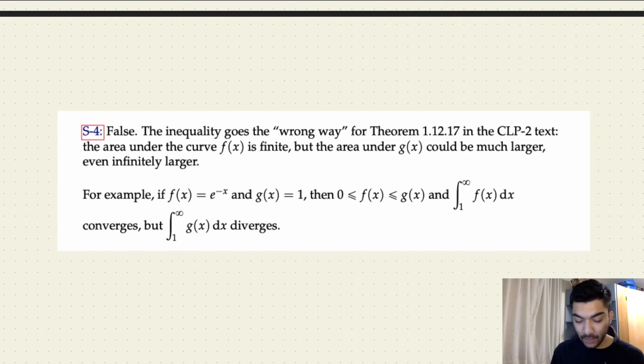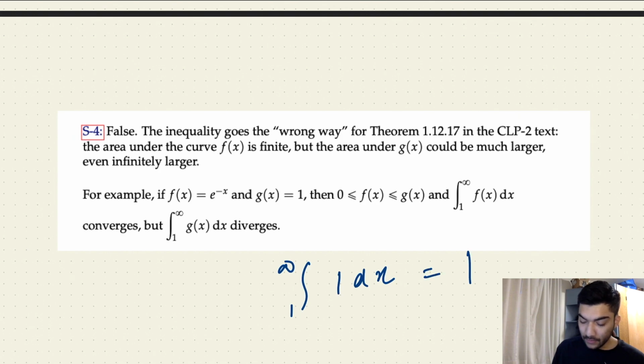If we assume f of x to be e to the power minus x and g of x to be 1, since the exponential function is positive and 1 is also positive, they are always greater than or equal to 0. We also know that the integral of f of x dx from x equals 1 to x equals infinity converges, and that is what we already proved in the last videos as well. We know that this integral converges, but if our second function is 1, this function diverges.